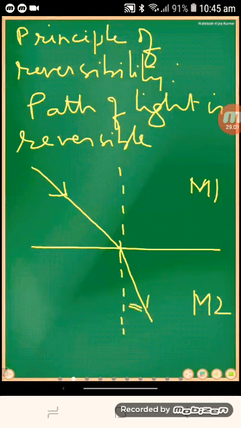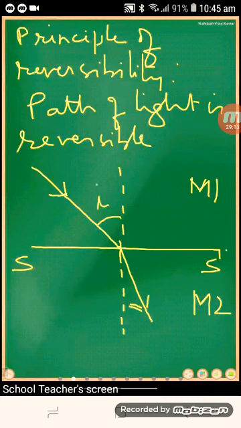In all the experiments, in all the diagrams of this, arrows should be marked. Let S and S dash be the junction of the two mediums. So this becomes your angle I, this becomes your angle R. Now this is the normal.